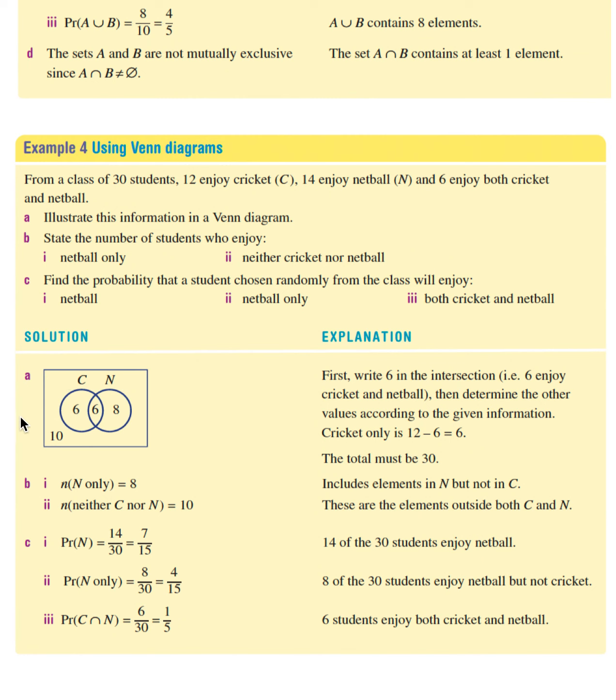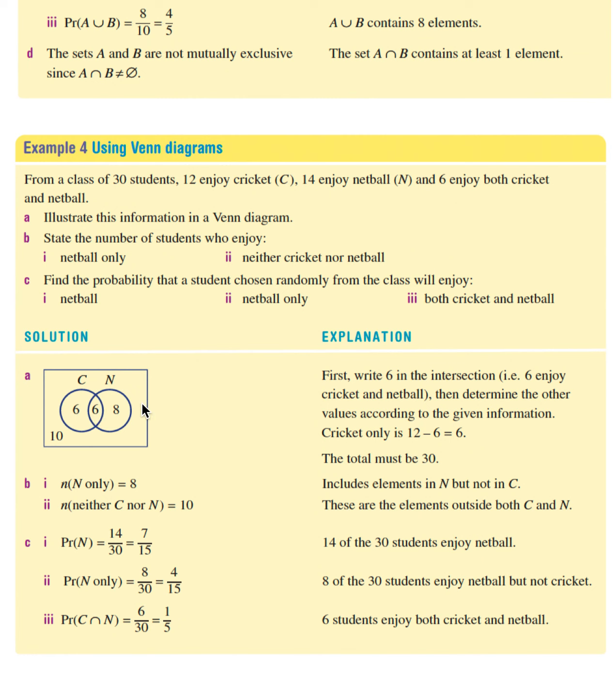So again, I'm going to draw my box, draw my circles. I'm using C for cricket and N for netball. I always start with our middle, so A and B, or in this case, C and N. So 6 enjoy both, so I'm going to put 6 in the middle. What I then need to do is, when I'm looking at cricket, there's 12 in total, but we already have 6 in the middle, so there's only going to be 6 here. So if we look at the total in the cricket circle, there's 6 and 6, which is 12.